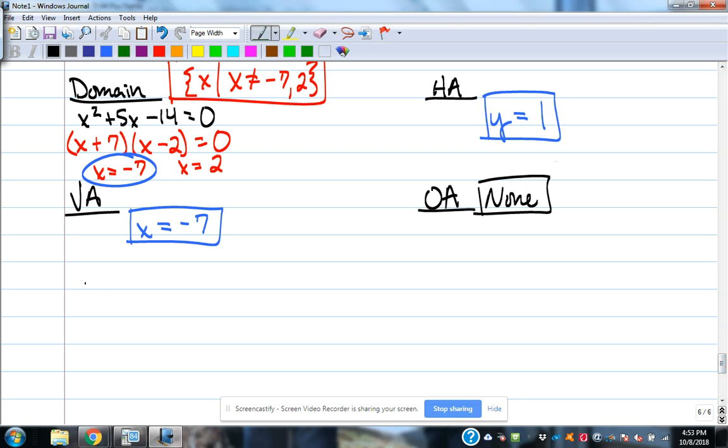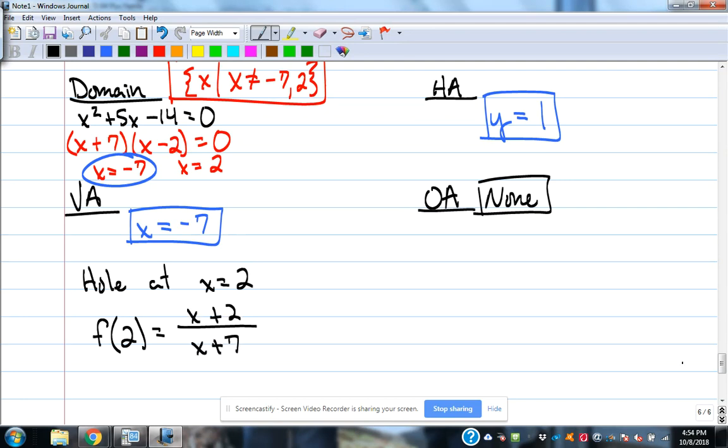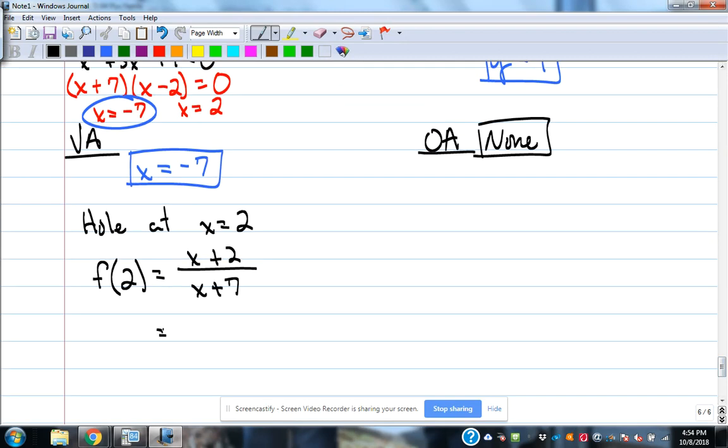Go down here. We're going to talk about that hole at x equals 2. What we want to do is find f of 2 in our simplified version. So that means put a 2 in for x, because we need to know the ordered pair for that hole, where that empty circle is going to be.